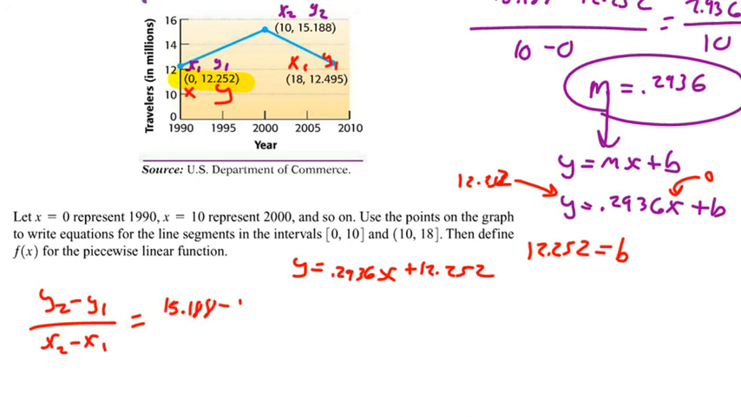15.188 minus 12.495, and that's all over 10 minus 18. Look right here, I did y2 minus y1. That's why I got this minus that, and then I did the 10 minus 18 right there. So 15.188 minus 12.495. Cool. So we get a decimal of 2.693. And notice 10 minus 18 is a negative 8.